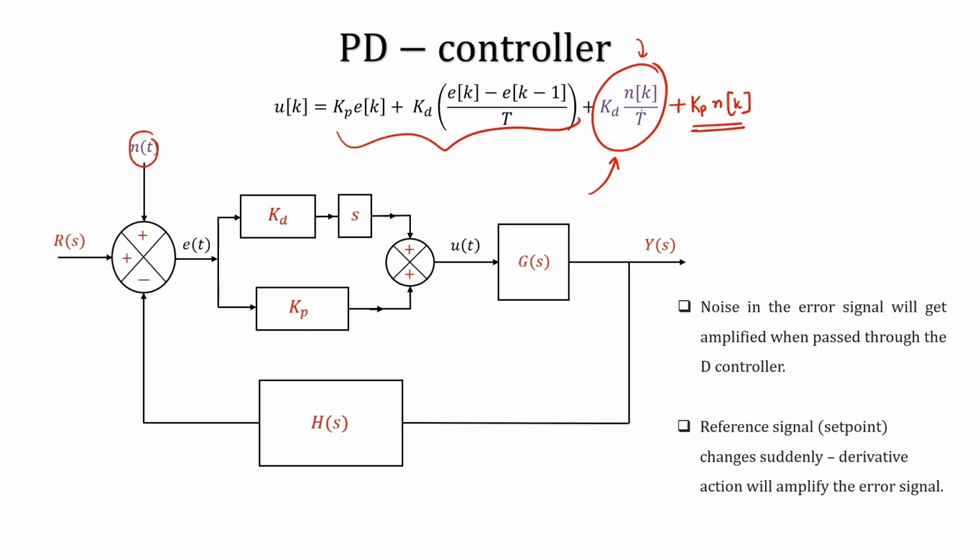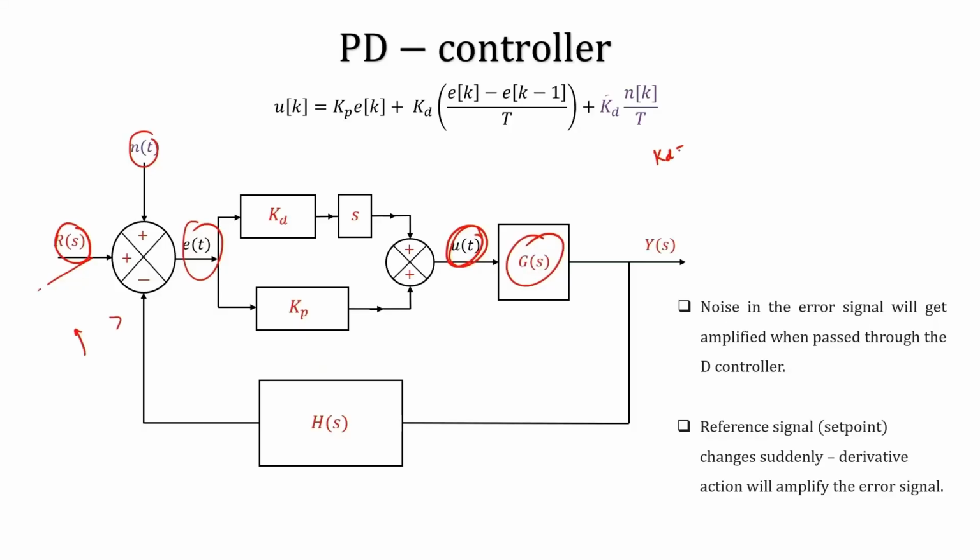Now, when you have Kd and K by T, notice if your Kd value is too high, then Kd by T will be a number which will amplify your noise. In this case, Kp is multiplied with Nk, but in this case Kd is also multiplying with Nk. So, the point is that in a PD controller, if you have noise coming in, then this derivative part will amplify the noise, which means the output here will have an amplified version of the noise that will add to the output of the controller, which is a problem for the system.